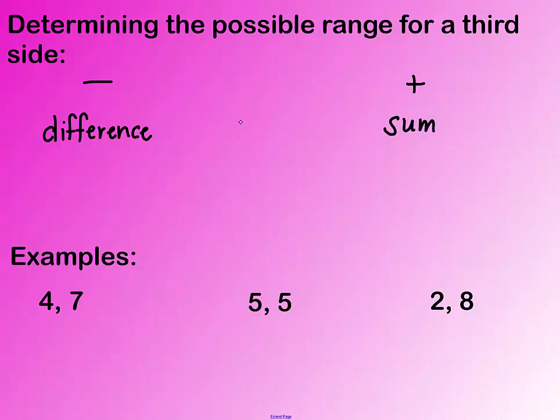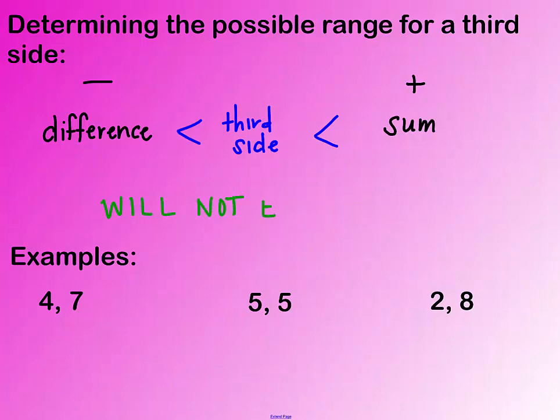And our third side is going to fall between them. It will not be equal to the sum or the difference. Okay, so let's look at some examples of that.